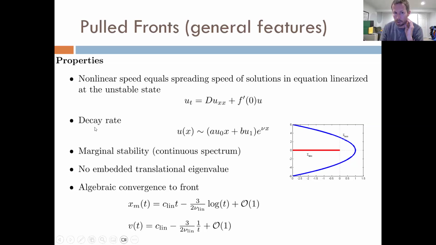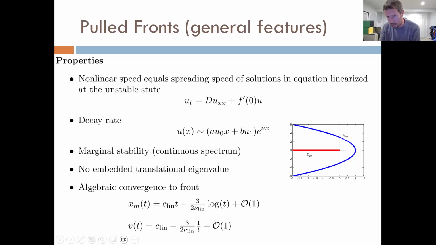Generically, these things, if you look at the decay rate far ahead of the front interface, they have this Jordan block structure, right? So generically, they have this kind of algebraic prefactor. Generically, they're marginally stable in the sense that you can come up with an exponentially weighted function space that pushes the essential spectrum to the negative real line, but you can't do any better than that, right? So you always have essential spectrum touching the imaginary axis.